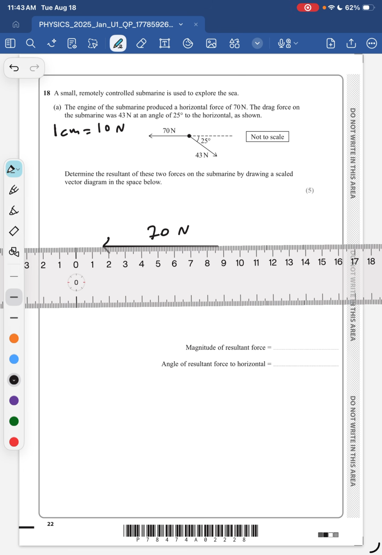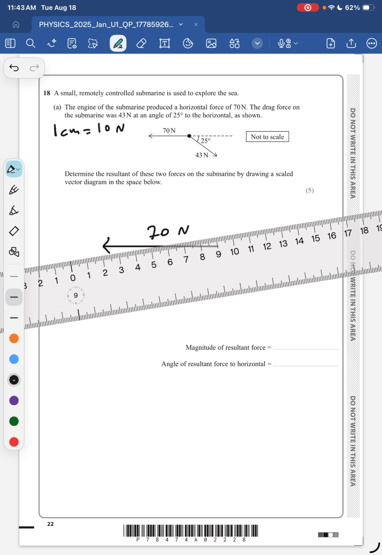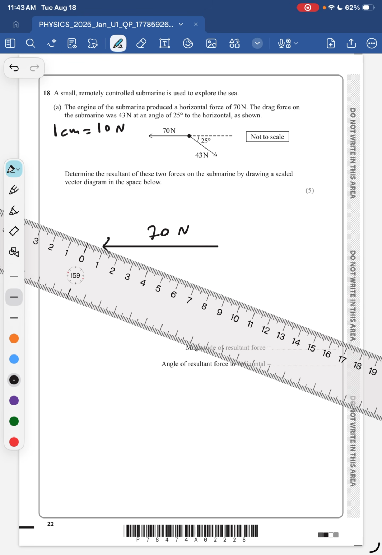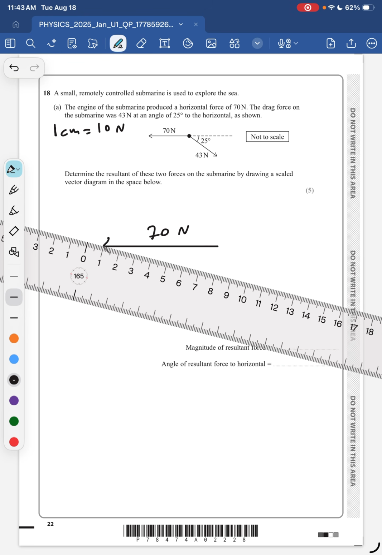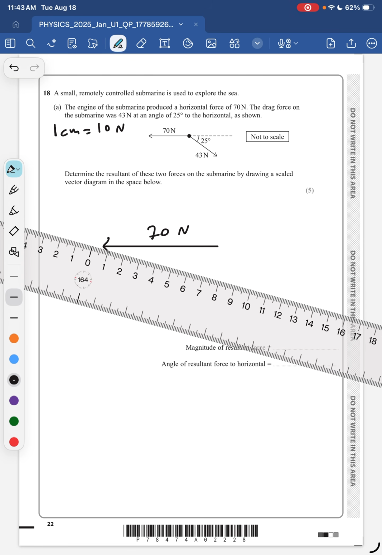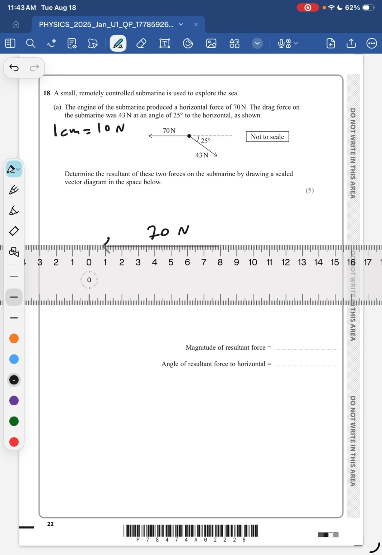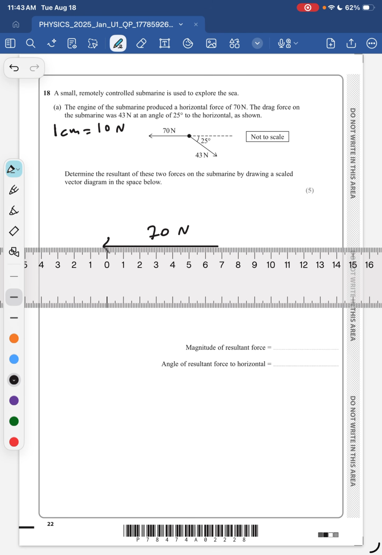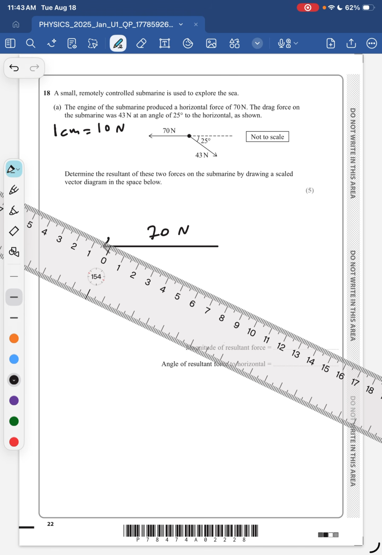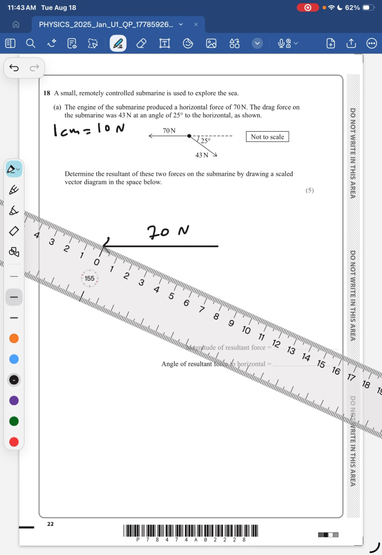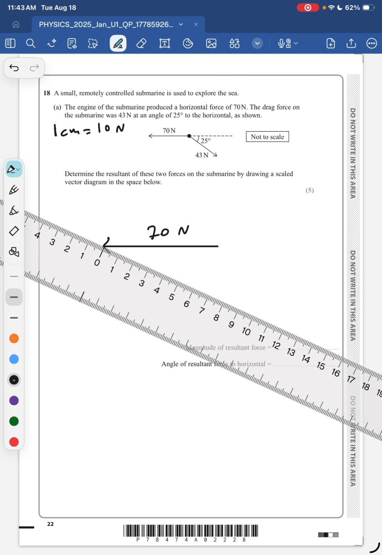And then the angle of 25 degrees, you see that the ruler has degrees. But if I go this way to the right, it starts reducing from 180. So 25 degrees is actually 180 minus 25. So 155 degrees will do. So let's turn this to 155. Okay, there you go.